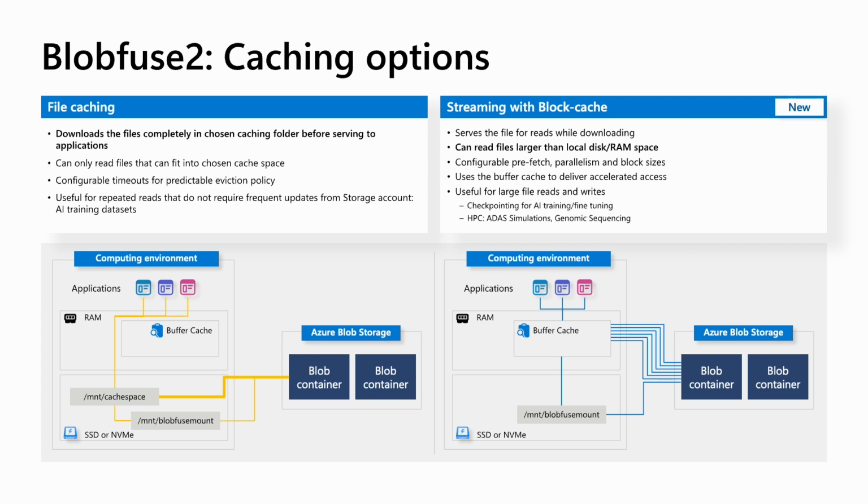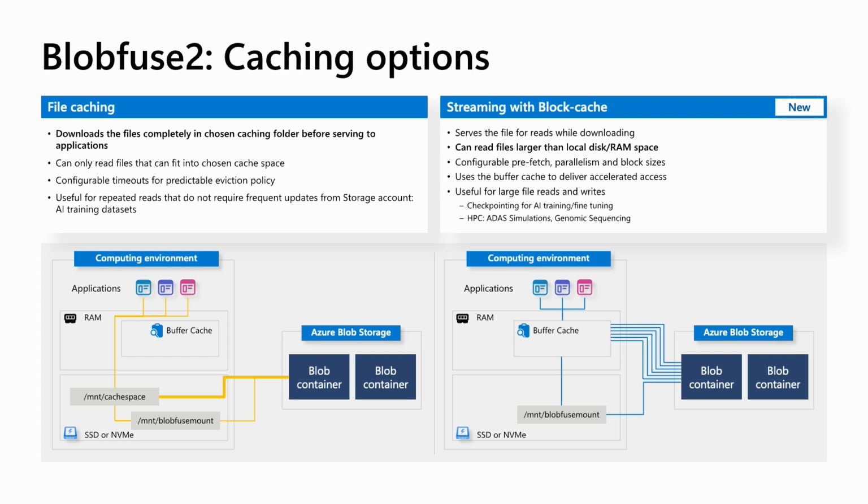The high performance of blob fuse is primarily because of these block caching techniques. In block caching, we use the in-memory cache effectively. You can define the size of the blocks. You can define the number of blocks that you would like to prefetch. And you can also define the number of parallel threads that you would like to have to prefetch these blocks.